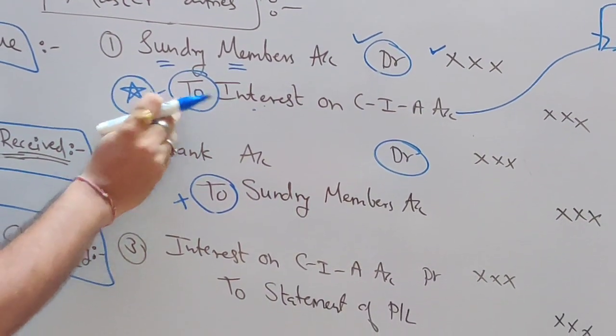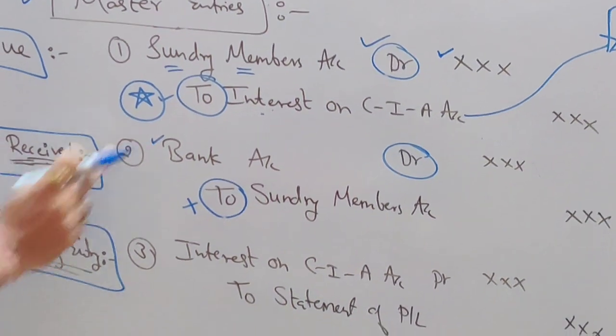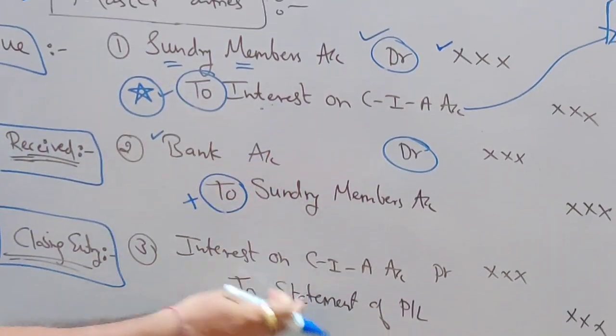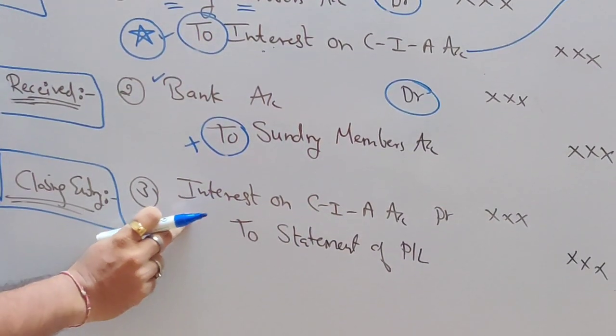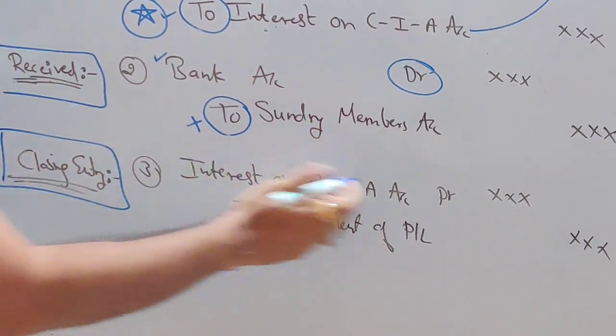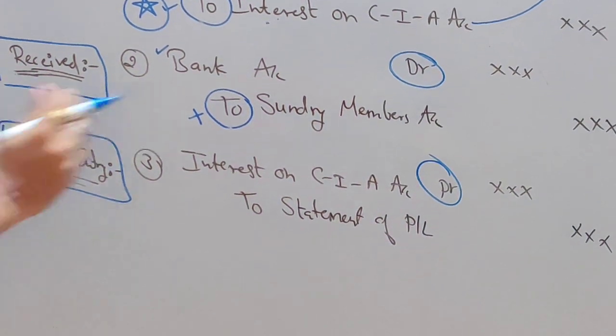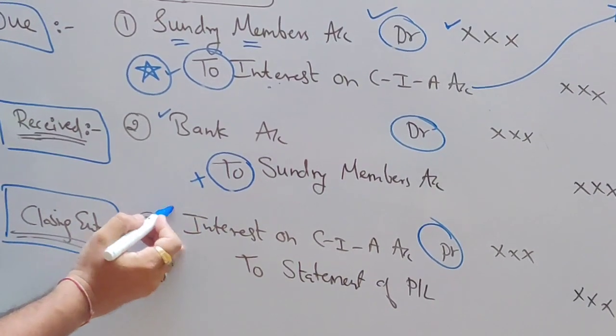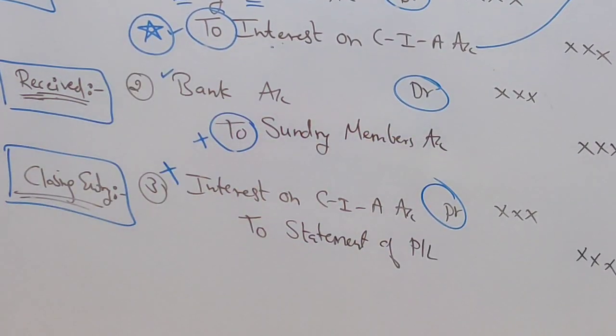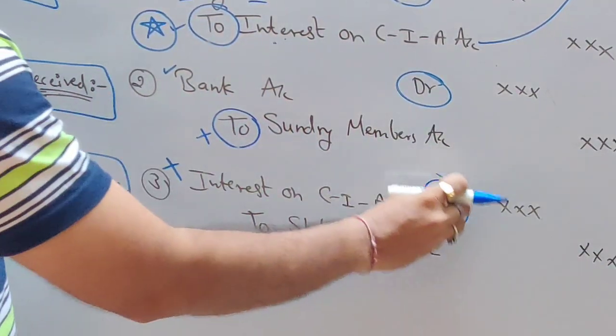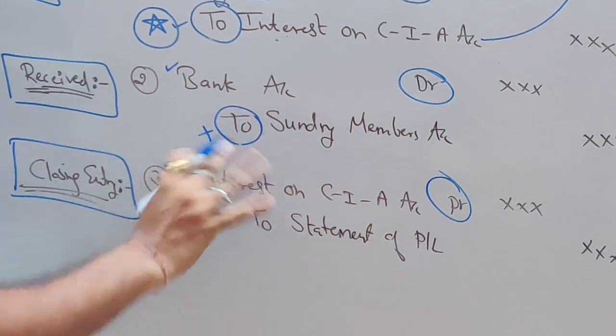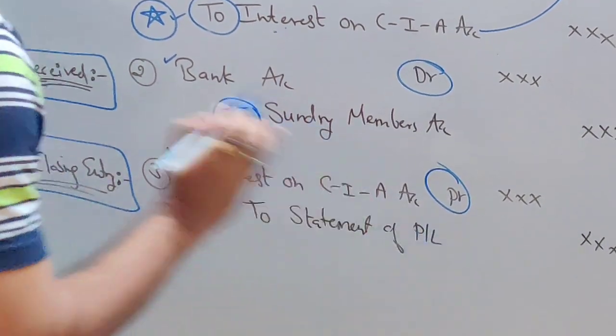Now you have credited here and you want to close this account and transfer this to P&L. So what effect to give, students? Yes, you all are right. You will give debit effect. So when you give interest on calls in arrear a debit effect, this account will get closed. So interest account is debited, and this account gets closed to statement of P&L.